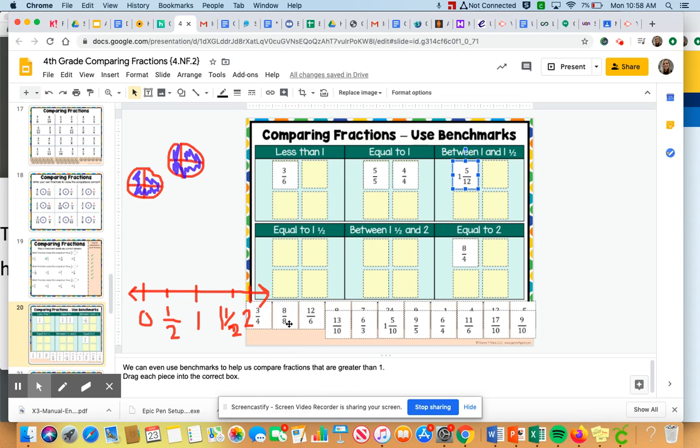Okay. Let's look at 8/8. Well, that's easy. Equal to 1 whole. What about 13/10? Well, I know the numerator is bigger than the denominator, so it's bigger than 1. What would be 1.5? Let's see. Well, half of 10 is 5. So 10/10 would be 1 whole. This would be 5/10. So 10/10 plus 5/10, that's 15/10. This right here would be the same as 15/10.